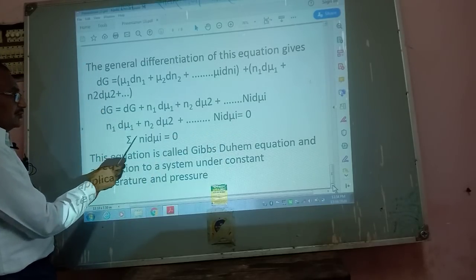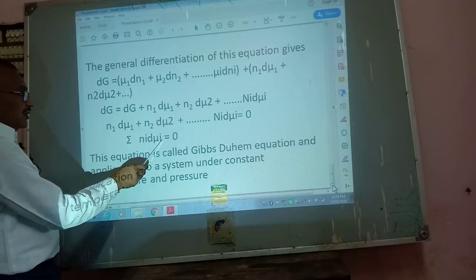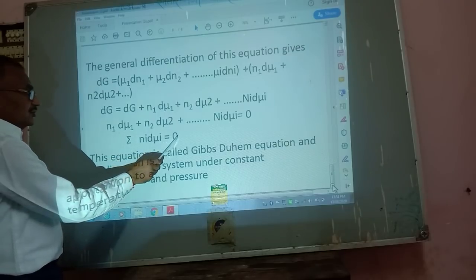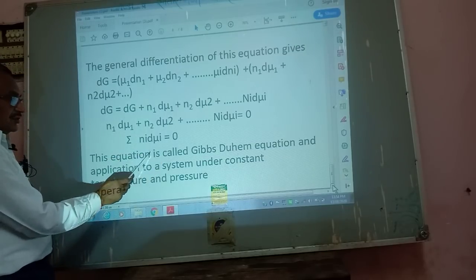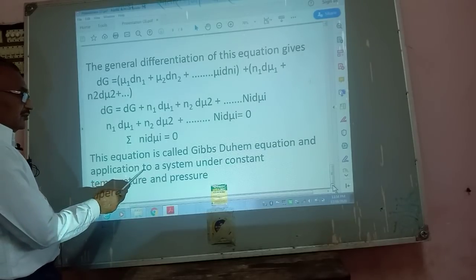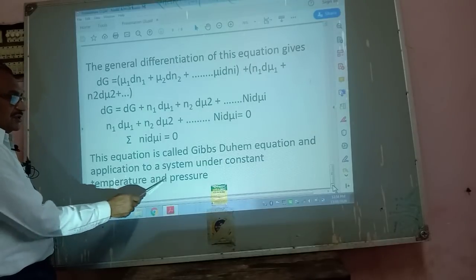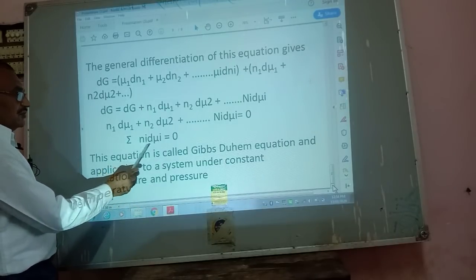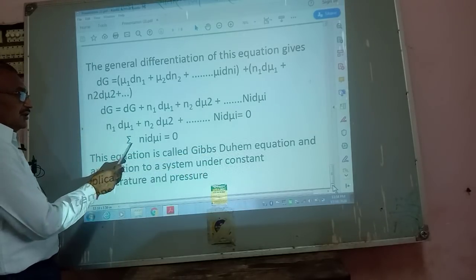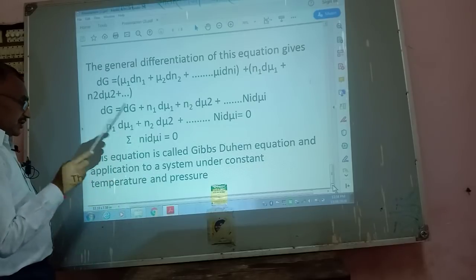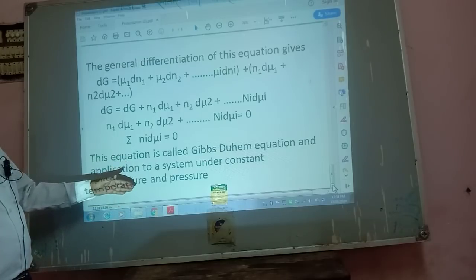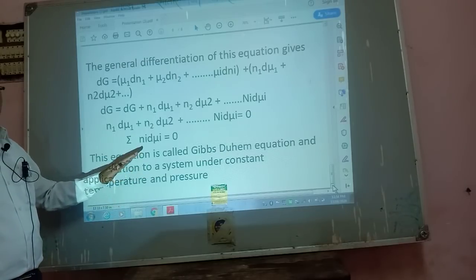This is nothing but the summation of n_i into d mu_i, where i varies from 1 to n, is equal to 0. This equation is called the Gibbs-Duhem equation, and it is applicable to a system at constant pressure and temperature. In this way, here we derive the Gibbs-Duhem equation.